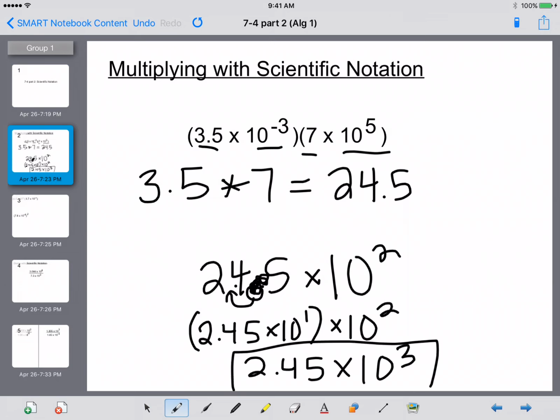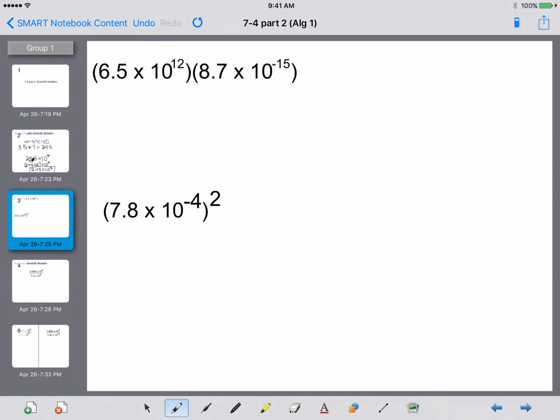When you put your answers in, they need to still remain in scientific notation. So you need to make sure that you're moving that decimal over so there's only one number in front of the decimal point. So here is another example. Multiply your bases. So 6.5 times 8.7. And you end up with 56.55. Multiply your exponents, so 12 times negative 15, and you end up with negative 3.